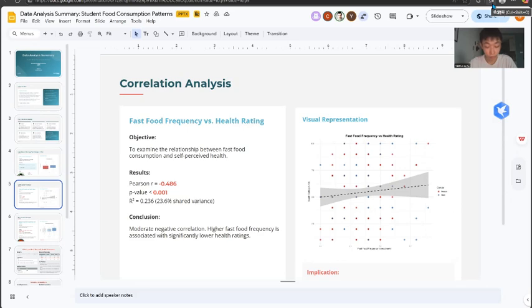This signifies a moderate negative correlation. Students consuming fast food more frequently tend to rate their health significantly lower. The scatter plot clearly illustrates this downward trend. This finding underscores the importance of promoting healthier eating habits for improved perceived health.